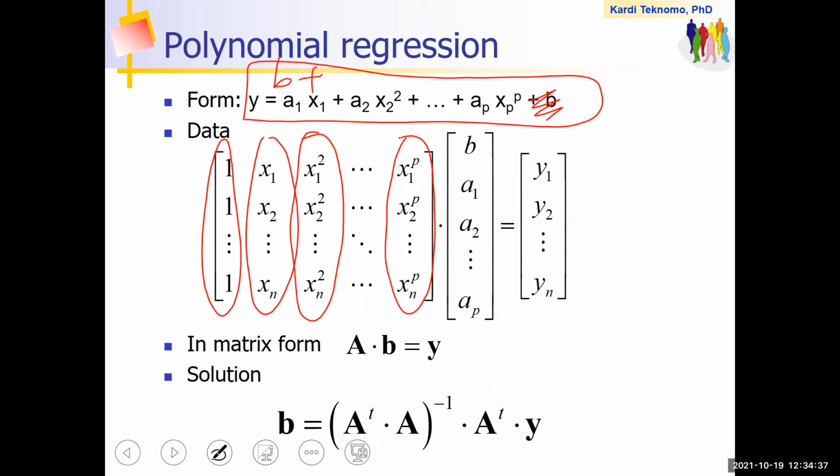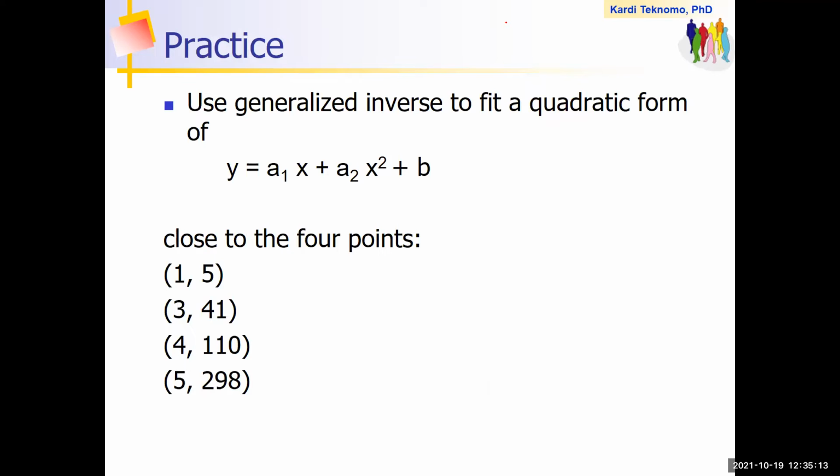So in your data, in your matrix, for your X, you put the actual X, here the X squared, and here the X exponent P. And then you will do exactly the same as before. I want you to practice this so that you will understand what I'm talking about. Okay, try this. Just 4 points. You can do it in Excel, NumPy, or MATLAB if you want. It's up to you. Can you try to use the generalized inverse to fit this into a simple quadratic form? And these are the 4 points of the data.